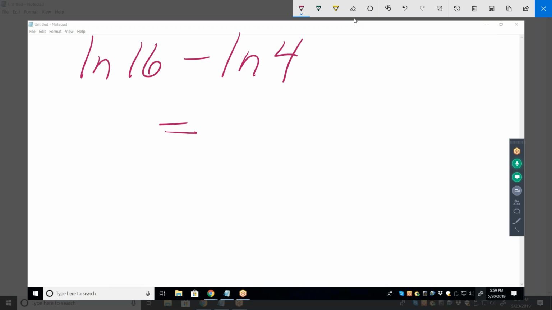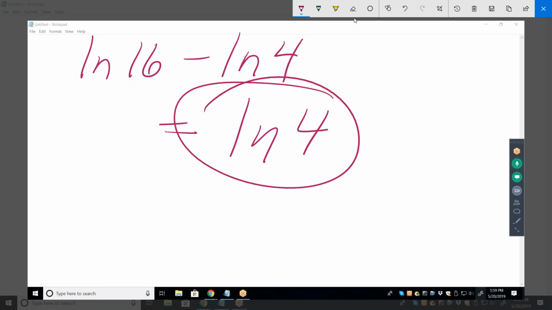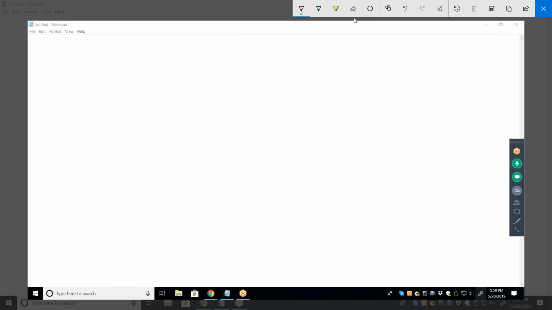Natural log of 16 over 4, which would be natural log of 4. There you go. That's the answer. Okay, that's not bad. No, it's real simple. They can make them a lot more complicated, though. I'm hoping we get a little harder degree of difficulty here. Okay.